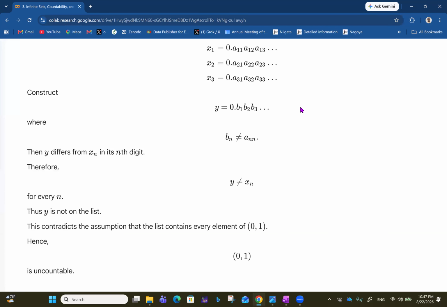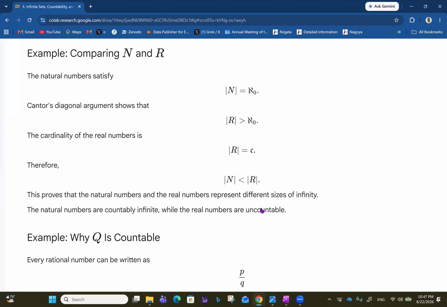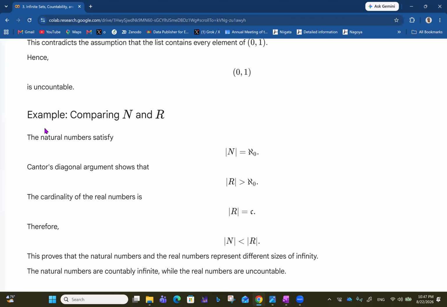No matter how well you list the possible elements you think there are, there are still elements that are not in that set. Then comparing N and R. The natural numbers satisfy the cardinality aleph 0. Cantor's diagonal argument shows that the cardinality of R is greater than aleph 0. Then the cardinality of the real numbers is actually the continuum cardinality C. Therefore, the cardinality of the natural numbers is less than the cardinality of the real numbers. This proves that the natural numbers and the real numbers represent different sizes of infinity.